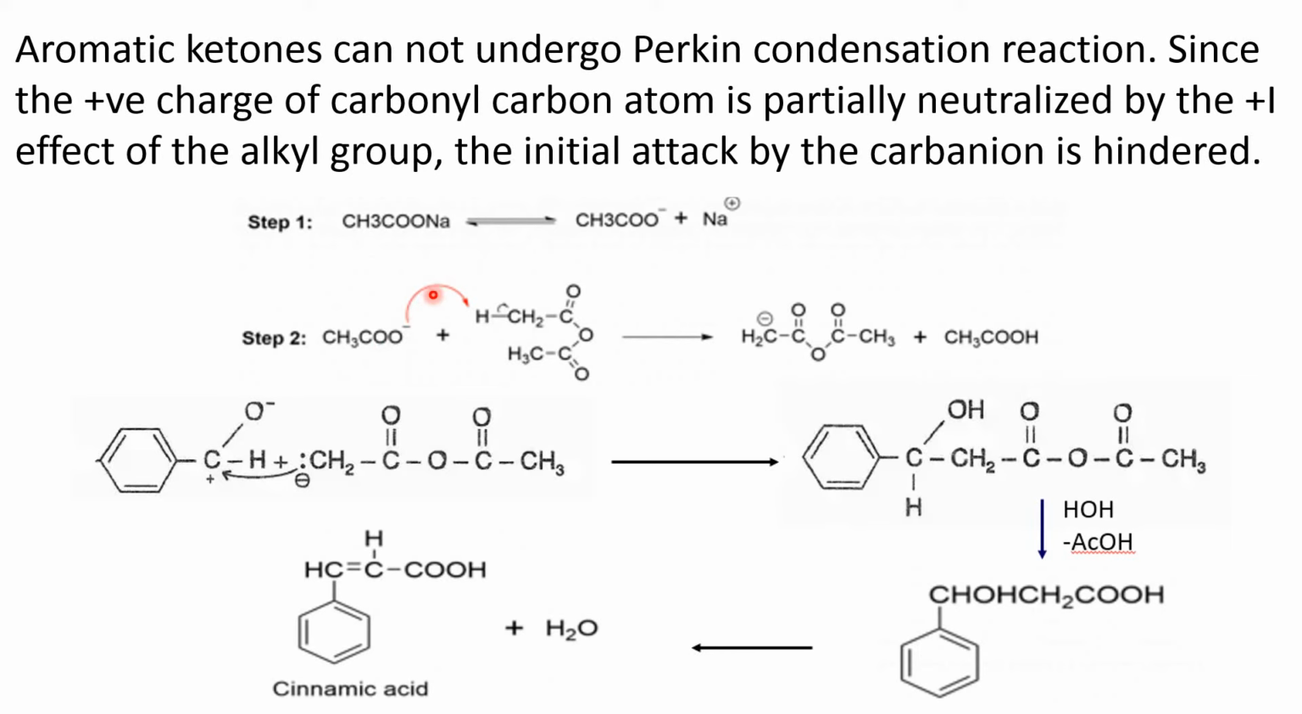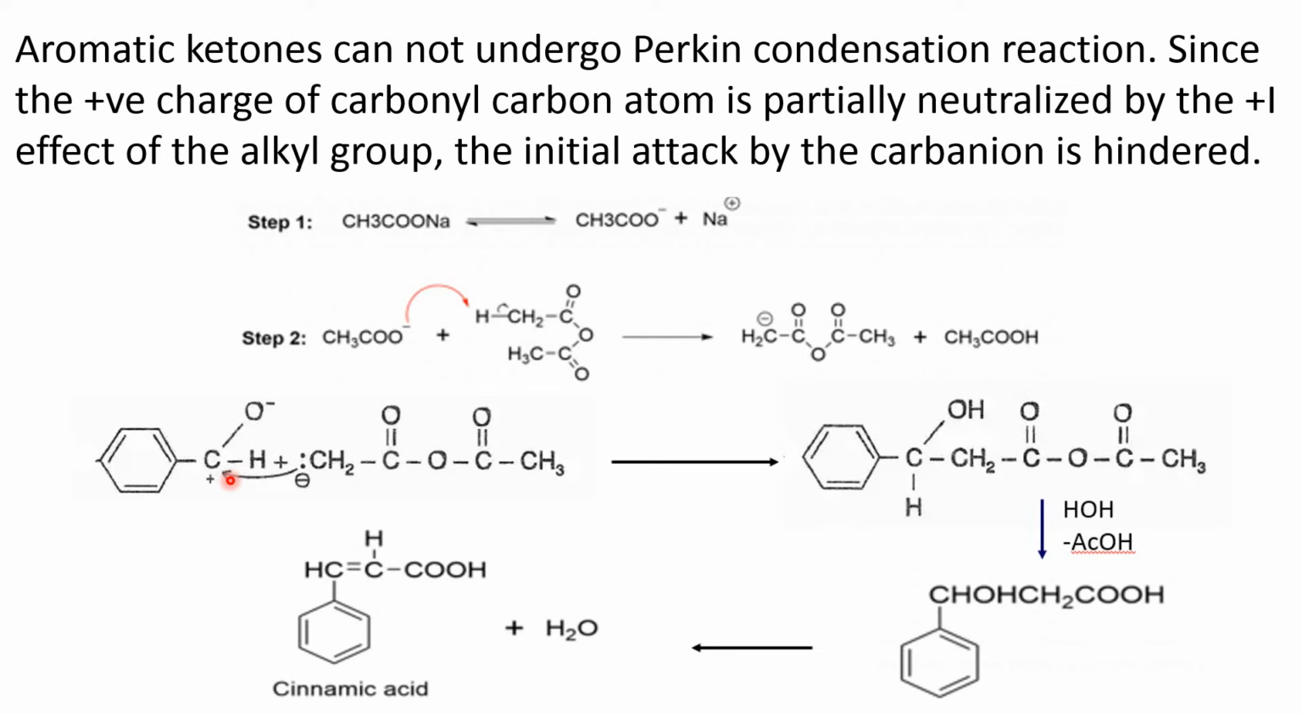Now this acetate ion takes this H plus from this anhydride to form this carbanion. Now this carbanion attacks the carbonyl carbon atom, because this carbonyl carbon atom has a partial positive charge. Why? Because this oxygen is electronegative. In C double bond O, the pi bond is shifted to oxygen, so this carbon atom is positive. So this carbanion can attack this carbonyl carbon atom.